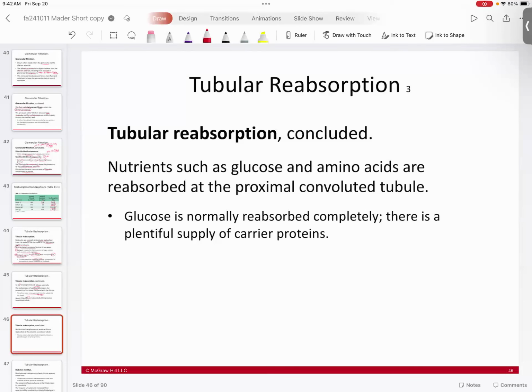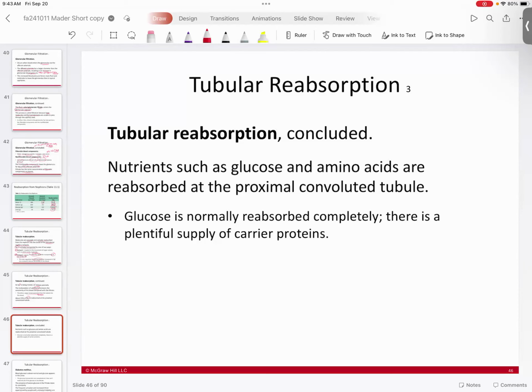Now, there are some nutrients such as glucose and amino acids that get into the filtrate, and you do not want to urinate these out because that is precious energy and building materials. You ate food. You ate a big meal for that. You did a lot of work for that. So you don't want to just let that go. So these are going to be reabsorbed in the proximal convoluted tubule.